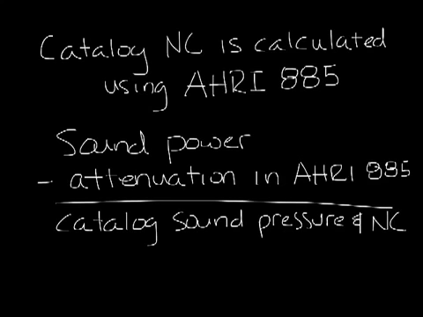AHRI 885 is titled Procedure for Estimating Occupied Space Sound Levels in the Application of Air Terminals and Air Outlets. It's full of tables for radiated and discharge sound attenuation. It also defines NC and RC and has a table showing acceptable sound levels for different types of spaces like open plan offices, hospital rooms, private offices, and so on. Using the tables in AHRI 885, you can find your installation characteristics and subtract their attenuation factors from the unit sound power to estimate the room sound pressure and calculate the NC.